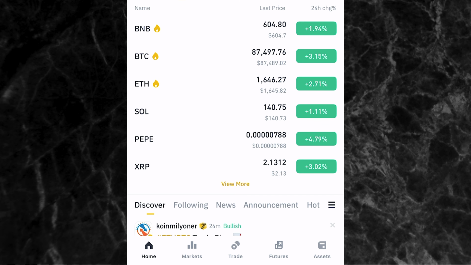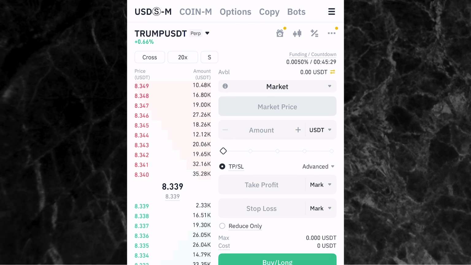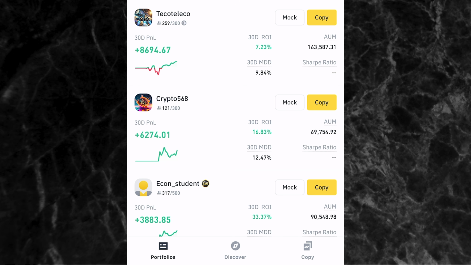Now, the first thing you want to do is to go to the copy trading page. To go to the copy trading page, you click on futures where the arrow is pointing to. And then at the top of the screen, you'll see where you have copy. So you click on copy right there. So right here is the copy trading page on the Binance app. Now, to see how much you've been able to make, you come right here to the bottom and click on copy where the arrow is pointing to. So I'll click on it.